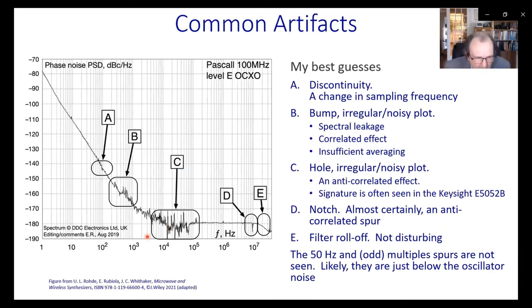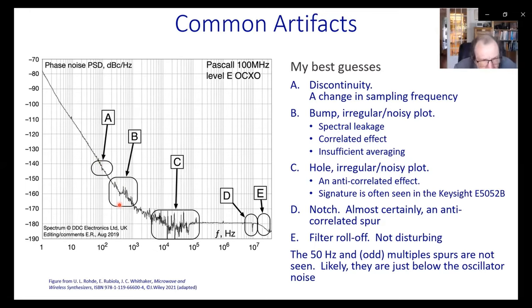This is a picture of a common artifact seen in an oscillator. So we start here, this point A. If you magnify this, there is a discontinuity like 1 or 2 decibels in this point. And this is probably a change in the sampling frequency. So here you see the quantization noise of the analog to digital converter somewhere. In this region B, there is a bump, irregular, and the plot is noisy.